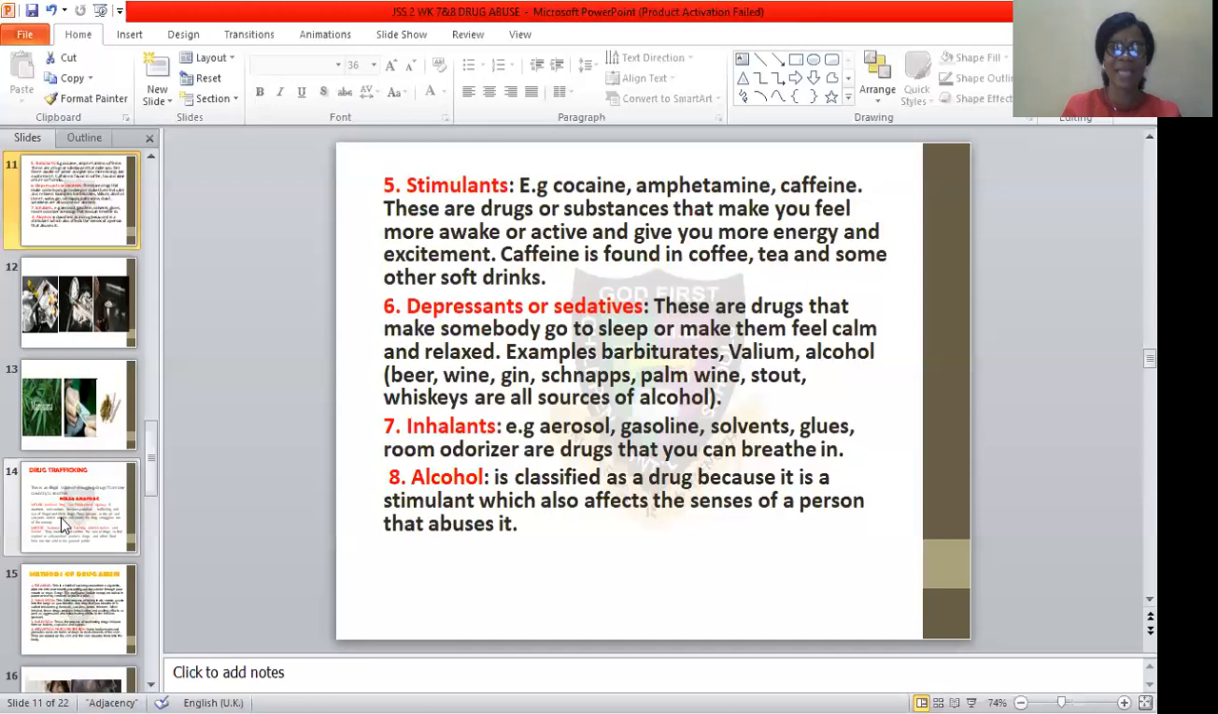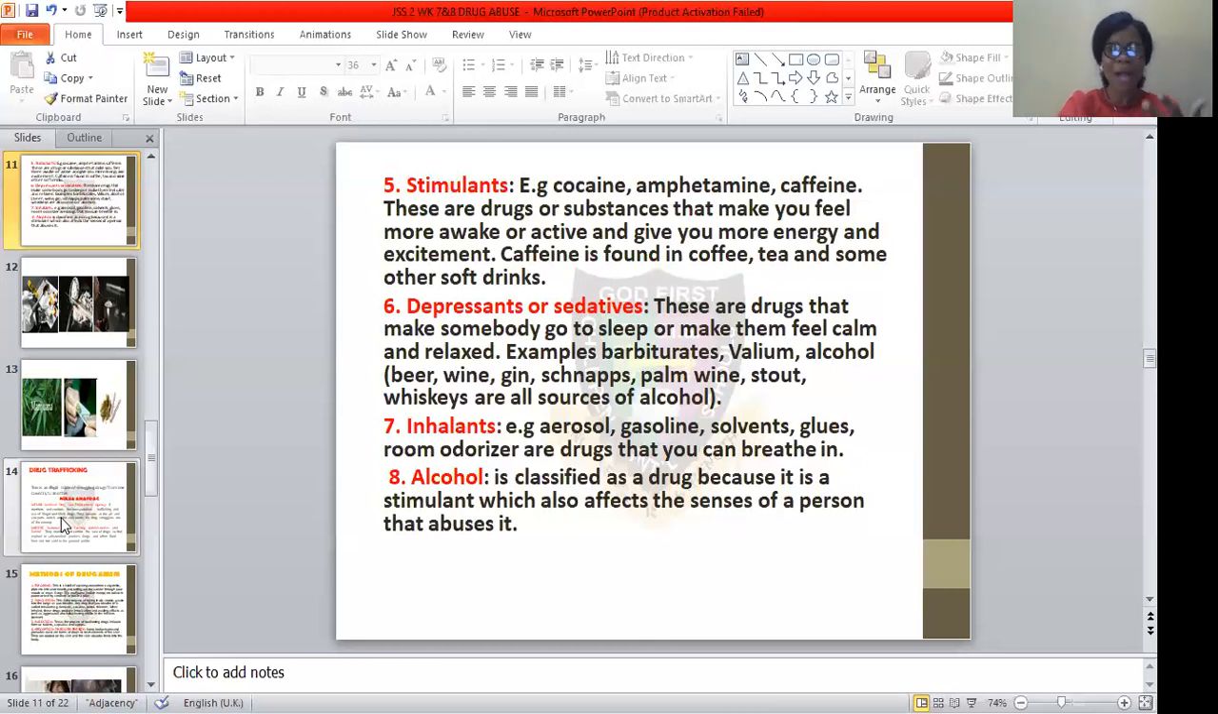Alcohol is also classified as drug because it is a stimulant, which also affects the senses of a person that abuses it. When you take alcohol, you take too much at a time, you lose your sense. You don't know what you are doing. That is why you see people that are drunk. Some of them will be saying rubbish. You cannot even comprehend what they are saying. Some of them, you see them vomiting, they'll make mess of themselves. You see them on the streets, lying on the streets. You see them in gutters.